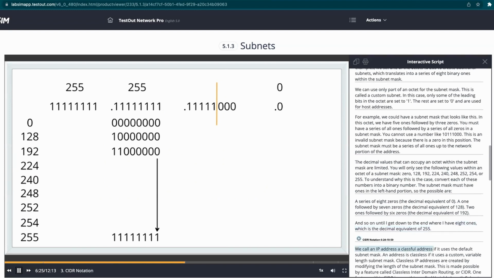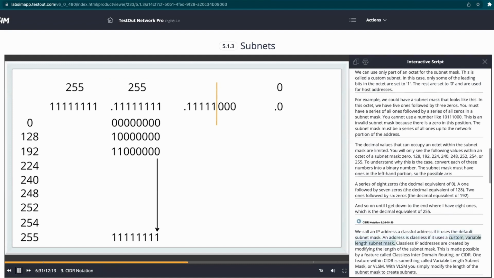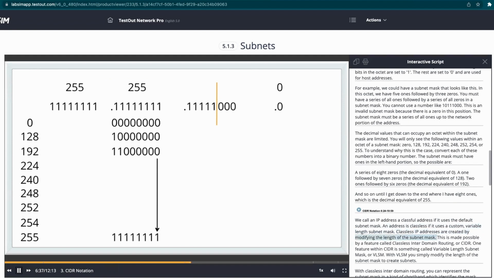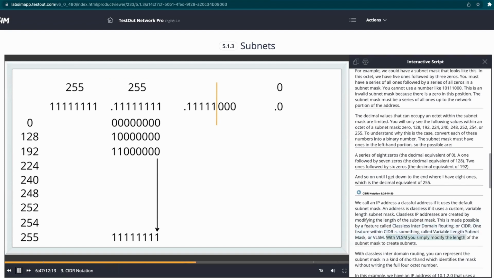We call an IP address a classful address if it uses the default subnet mask. An address is classless if it uses a custom variable length subnet mask. Classless IP addresses are created by modifying the length of the subnet mask. This is made possible by a feature called classless inter-domain routing, or CIDR. One feature within CIDR is something called variable length subnet mask, or VLSM. With VLSM, you simply modify the length of the subnet mask in order to create subnets.